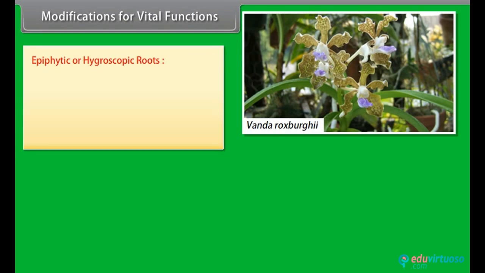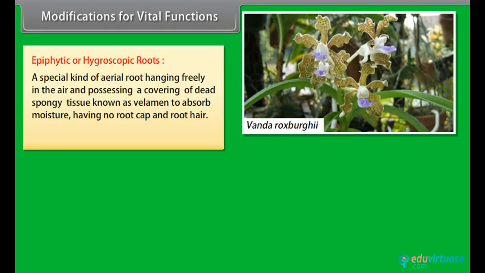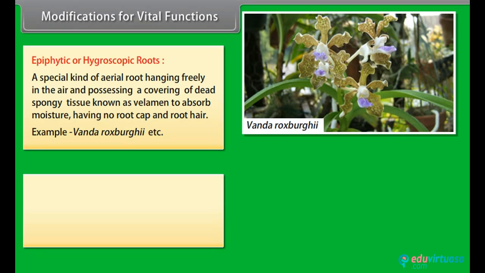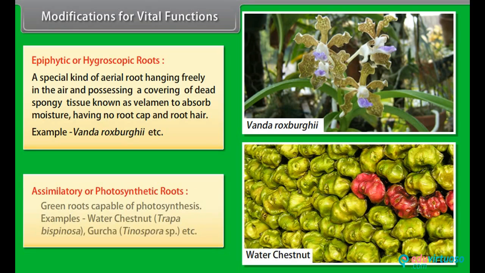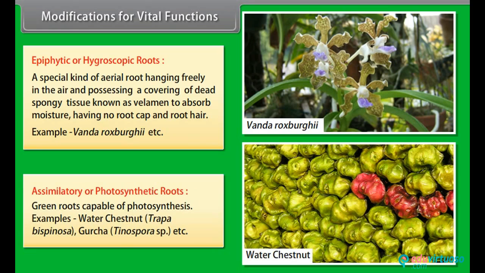Epiphytic or hygroscopic roots: a special kind of aerial root hanging freely in the air and possessing a covering of dead spongy tissue known as velamen to absorb moisture, having no root cap and root hair. Example: Vanda roxburghii, etc. Assimilatory or photosynthetic roots: green roots capable of photosynthesis. Example: water chestnut, etc.